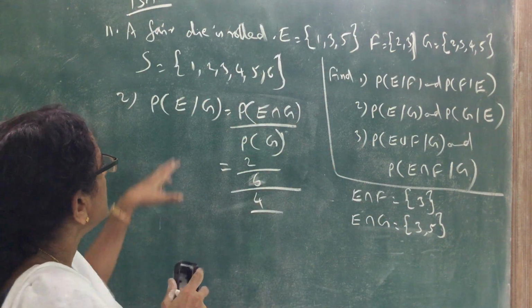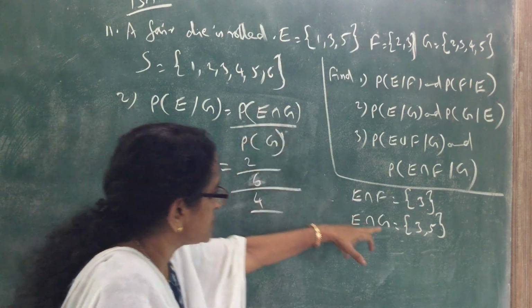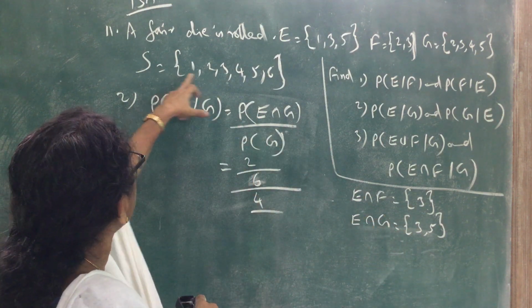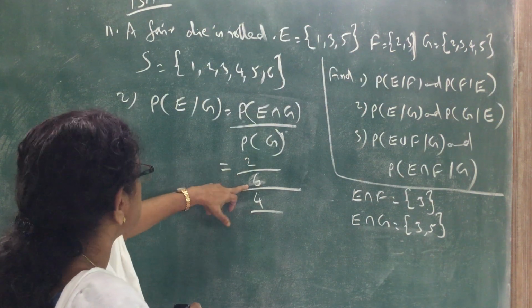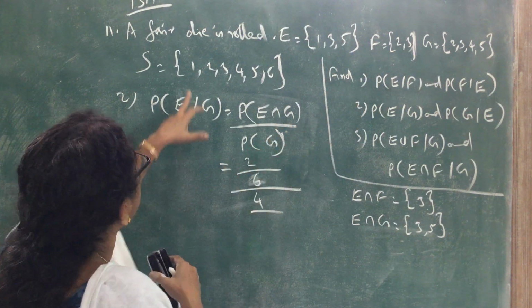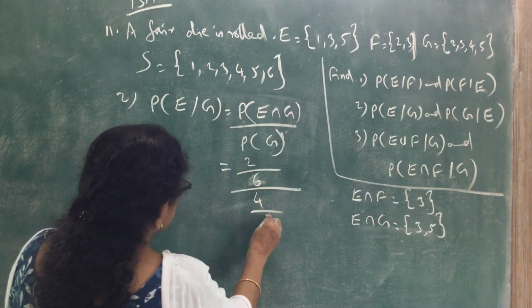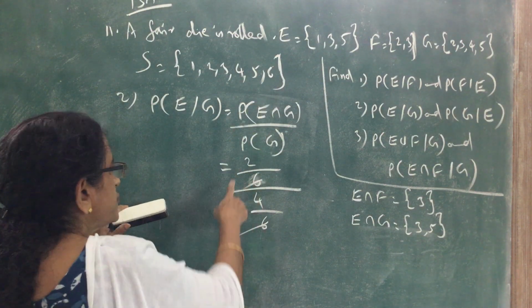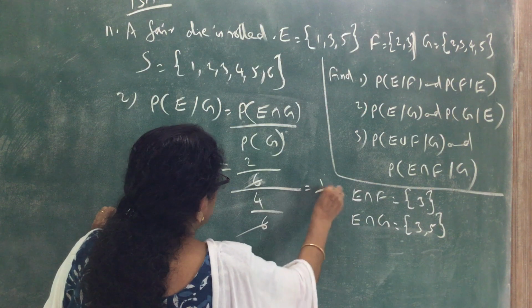P(E ∩ G) = 2 by 6, that is 2 divided by the total number of points, 6. Then the probability of G: the number of elements in G is 4, divided by the total number of points, 6. So the 6 cancels, and we get 2 by 4, which is equal to 1 by 2.